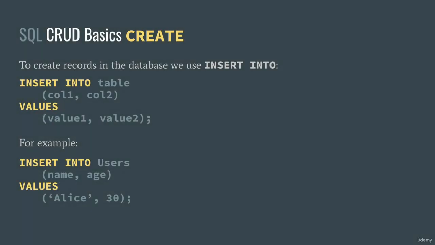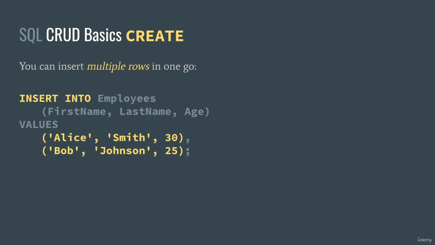When you want to add new records to a database, use the INSERT INTO statement. You can see its basic syntax here. This command adds a new record to the specified table. For instance, if you're adding a new user to a users table, you'd specify the columns and the values that correspond to those columns. You can efficiently insert multiple rows into a table in one statement. Here's how we could insert 2 new records into an employees table.